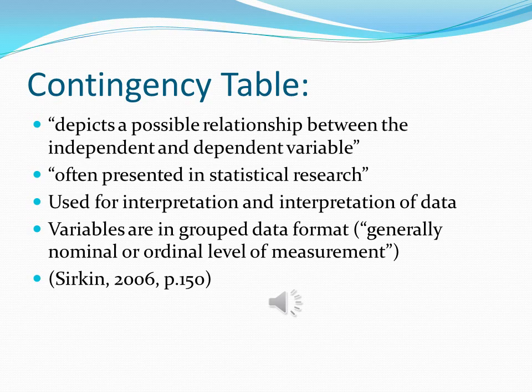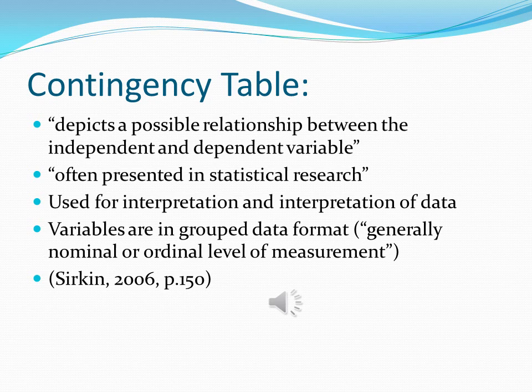Contingency table. It depicts a possible relationship between the independent and dependent variables, and it's often presented in statistical research. It's used for interpretation of data. Variables are in group data format. When you do this, you tend to use nominal or ordinal level of measurement.